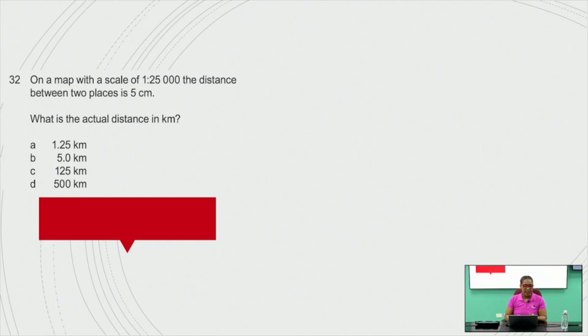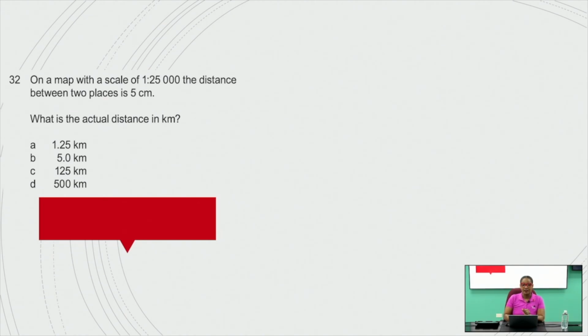On a map with a scale of 1 to 25,000, the distance between two places is 5 centimeters. So they gave you a scale, and scale drawing is required from time to time. If you're building a house and you get older, you'll understand. Or you're an architect, who knows? On the map, the distance between two places is 5 centimeters. What is the actual distance in kilometers?